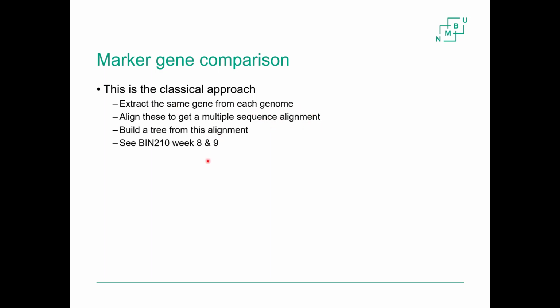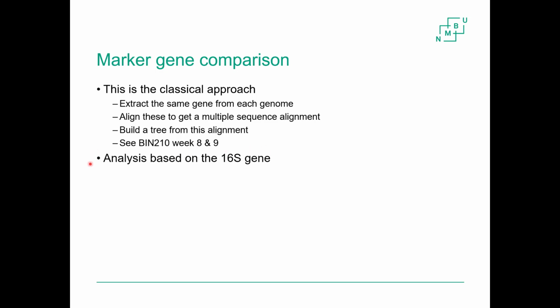And this is more or less exactly what we did in BIN310. So I recommend you to have a look at week 8 and 9 there if you want to repeat this, because this should actually be known. How do we make phylogenetic trees from a single gene? Standard approach.